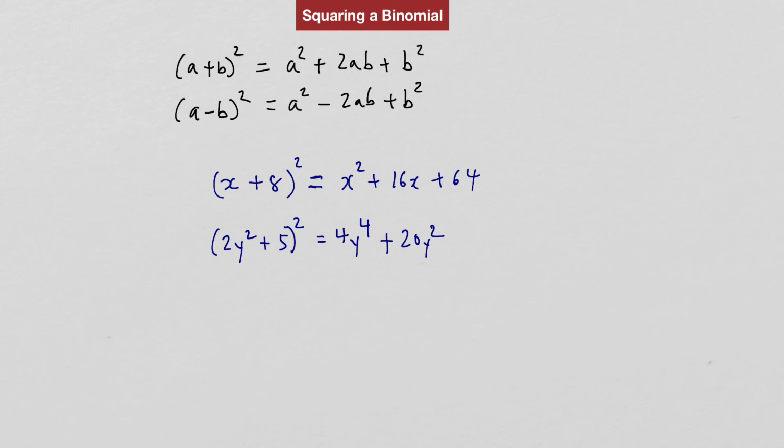plus the second term squared, and we get 25.